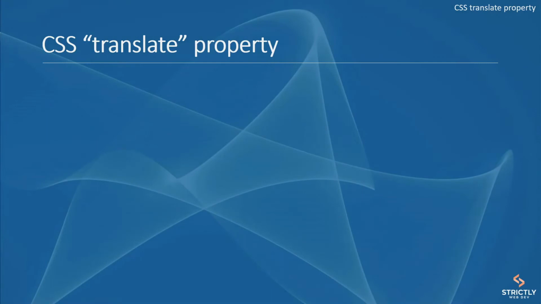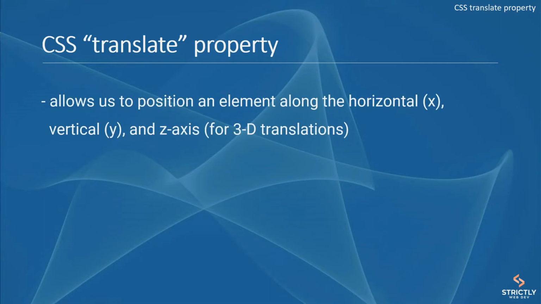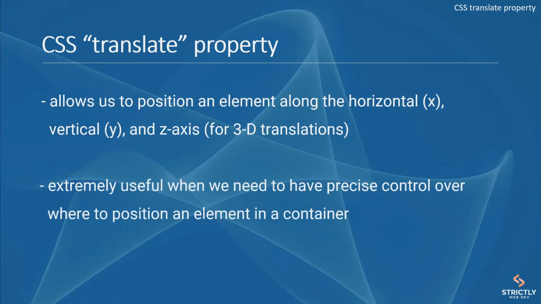So what is the translate property and what can we do with it? Well, it allows us to position an element along the horizontal, vertical, or the z-axis for 3D translations. And it's really useful when we need to have precise control over where to position an element in a container.